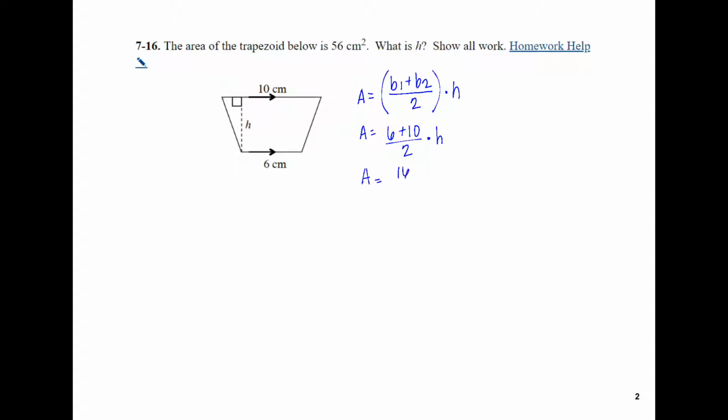So 16 divided by 2 gives us 8. We do know, remember, the area they told us is 56, so we can replace that. The inverse of multiplication is division, so we can see that the height of our trapezoid is 7 centimeters.